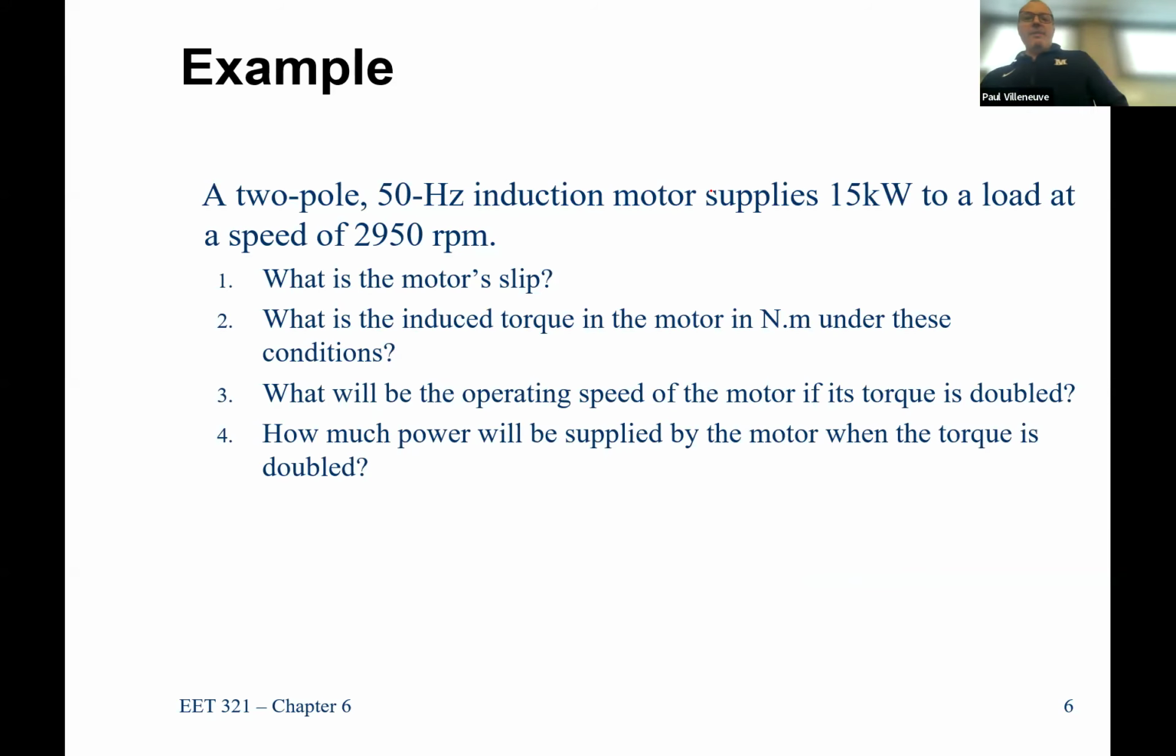All right, let's do an example. We'll do 50 hertz land. So a 2-pole, 50 hertz motor supplies 15 kilowatts. That's mechanical equivalent power to a load that runs at 2950 RPM. What's the motor slip is the first question. How would you solve for the motor slip? Yes, sir.